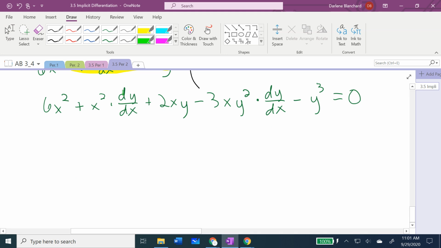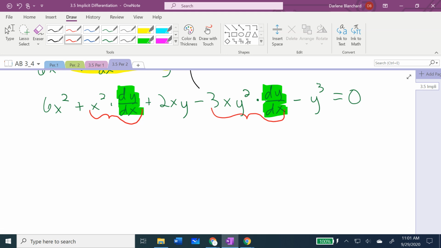So I'm going to highlight my dy dx's. Then I'm going to look at what is the rest of their term. Who are they multiplying with? So this dy dx is multiplying with an x squared, and then I've got plus or minus signs around that. This dy dx is multiplying by 3xy squared, and then I've got subtraction and or addition to the sides of what I just underlined. I need to isolate them on one side of the equation, get everything that is a term that does not have dy dx as a factor on the other side.